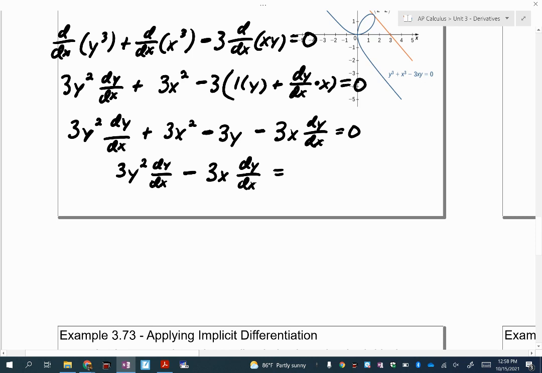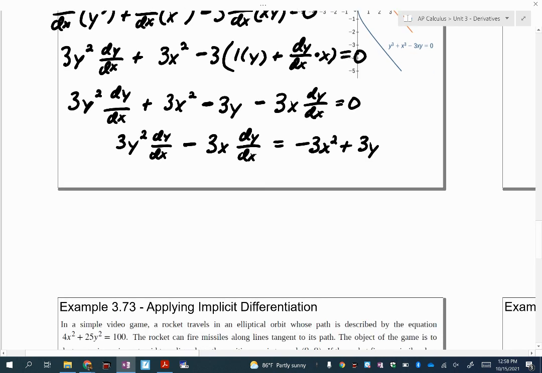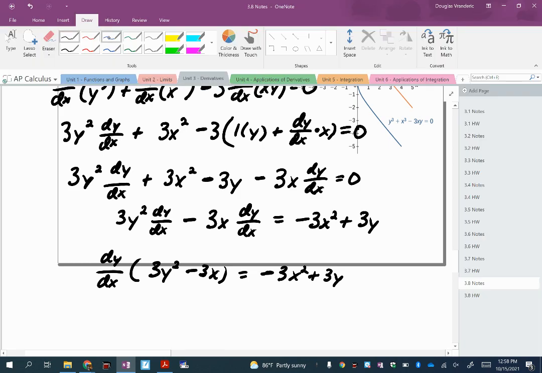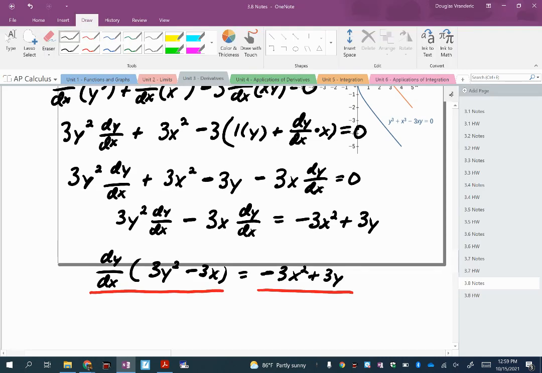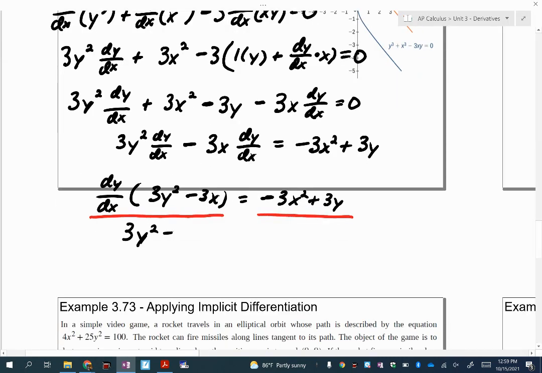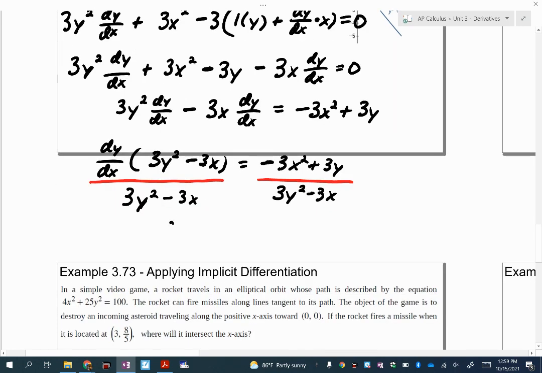Okay, and then that's going to be equal to, if I move over the 3x squared, it becomes negative 3x squared. And if I move over a minus 3y, it's going to be a positive 3y. Factor out the dy dx. That leaves you with 3y squared minus 3x equals negative 3x squared plus 3y. So to solve for dy dx, I'm going to divide both sides by 3y squared minus 3x. All right, and that's going to be my derivative.